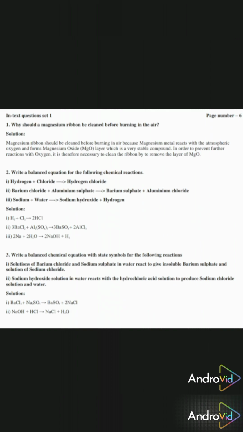Moving on to the third question, write a balanced chemical equation with state symbols for the following reactions. First question is, solutions of barium chloride and sodium sulfate in water react to give insoluble barium sulfate and solution of sodium chloride. So we know very well that the barium chloride formula is BaCl2. It is given here as in solution, and Na2SO4 is the formula for sodium sulfate, which would give barium sulfate, that is BaSO4, and sodium chloride, that is NaCl.